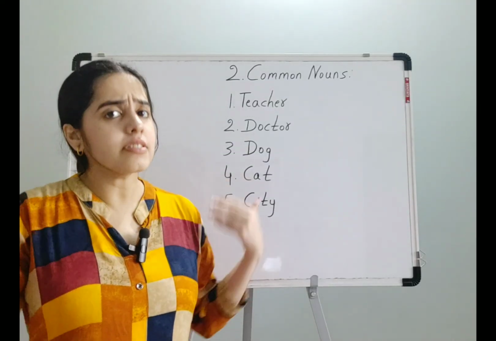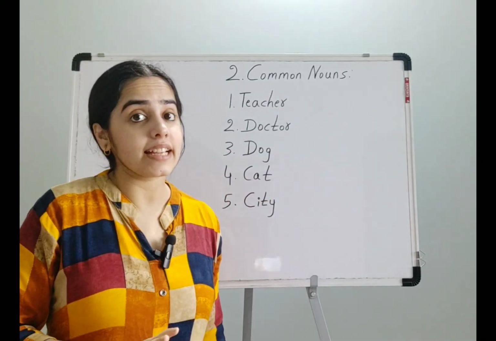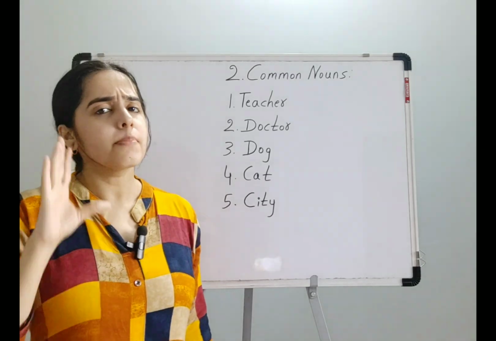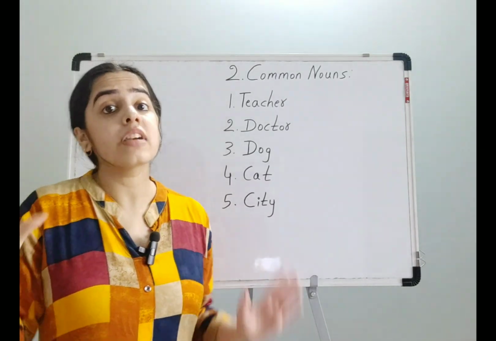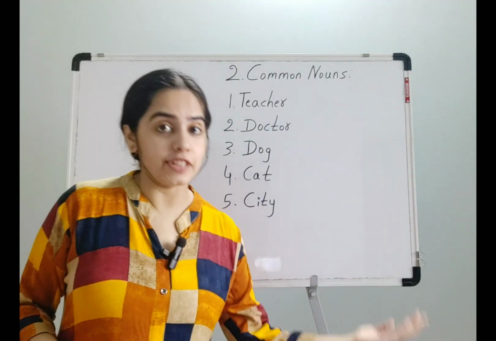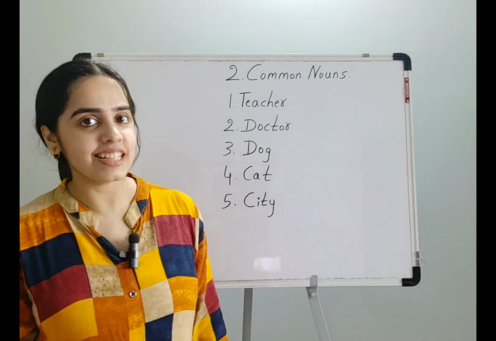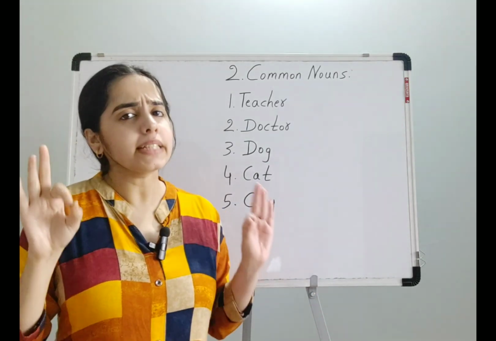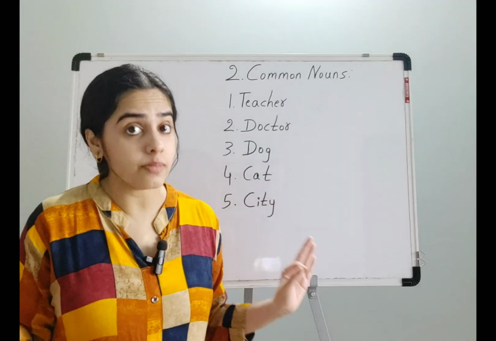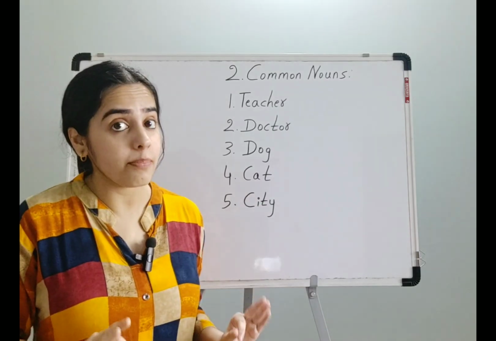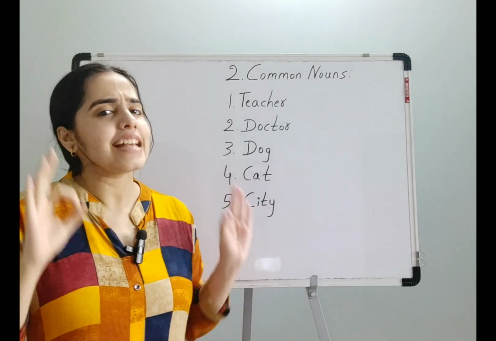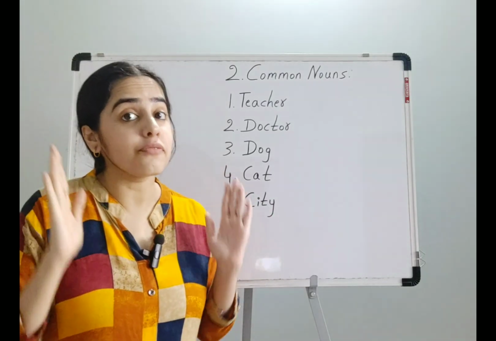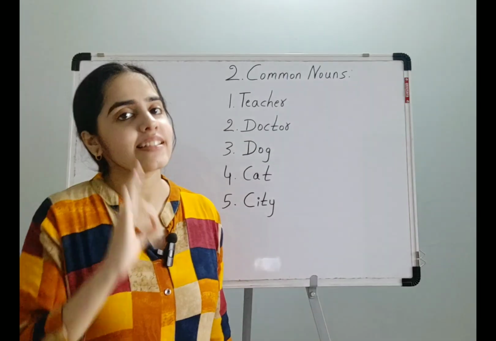Author. If I just say author, then it is an example of common noun because I may be talking about any famous author like William Shakespeare, Charles Dickens, Ben Jonson. But if I am saying only William Shakespeare, it is an example of proper noun as I am talking about only one famous author, that is William Shakespeare.